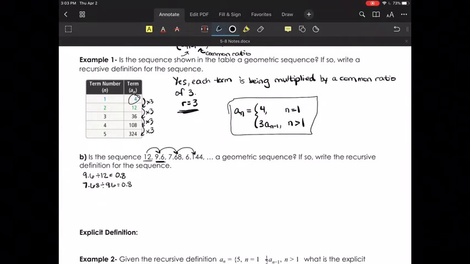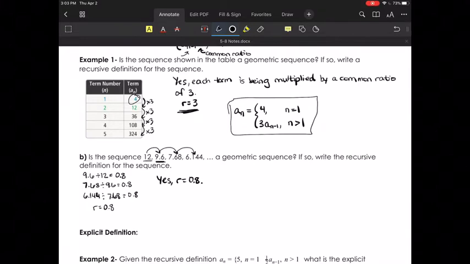Plug that in a calculator. You also get 0.8. And then my fourth term divided by my third term, which, plug that in your calculator, you still get 0.8. So I know that r equals 0.8. Okay, so when you get a common ratio, when everything's being multiplied by the same thing, then it's a geometric sequence. So yes, this is a geometric sequence because r equals 0.8.